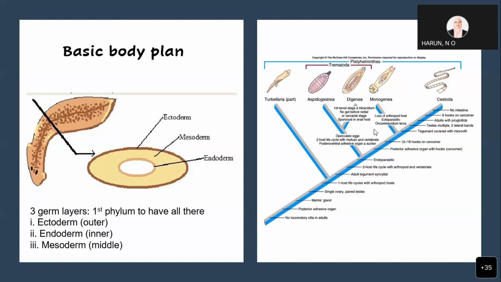Ada lagi dalam group? Tak ada dah. 36 of you all together.